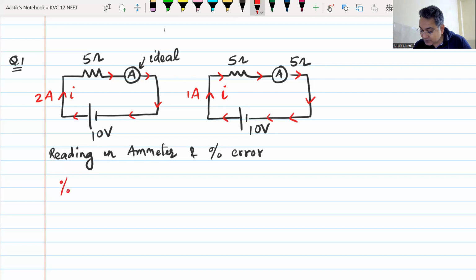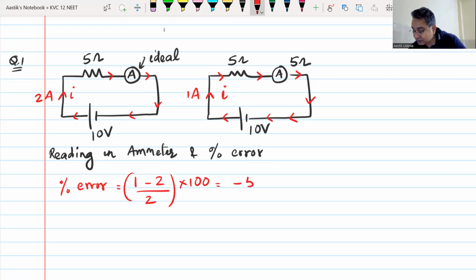So how do I find the percentage error? Reading minus the actual reading, divided by the actual reading, multiplied by 100 percent. So you will get minus 50%. It is going to show you an error of minus 50%. It is going to show you a value which is 50% of the original value, and therefore there is always an error when you use an ammeter. Do we understand this, everyone?